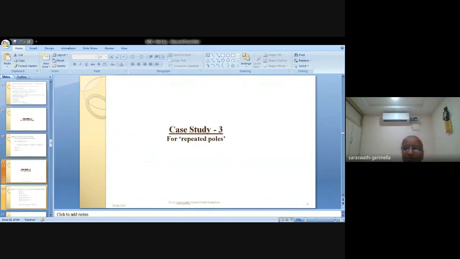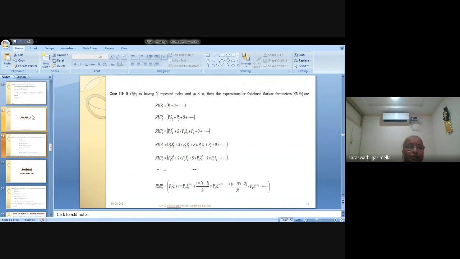And this is case study 3. I think I am not exceeding the time limit. In case study 3, repeated poles. So repeated poles means there are i repeated poles. So you will get the summation as P1 lambda 1, P0, 0, because for the first one you will get P1, next is 0. If there are 2, then you will get P1 lambda 1, P2 and 0. If there are 3, P1 lambda 1 square, 2 P2 lambda 1, P3.